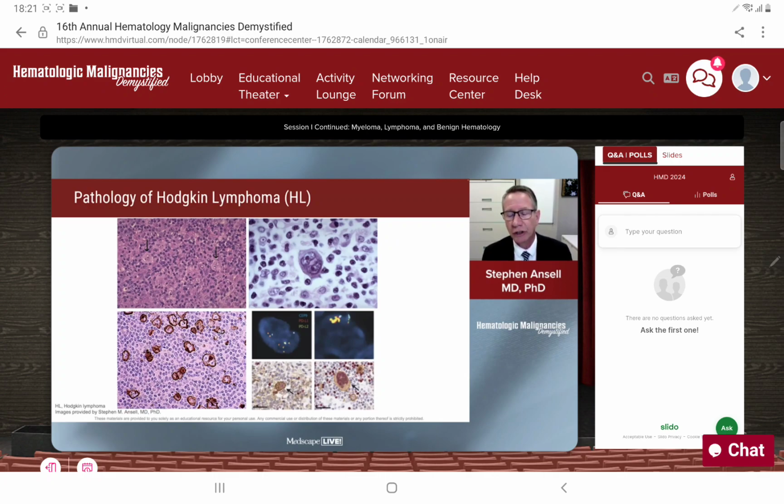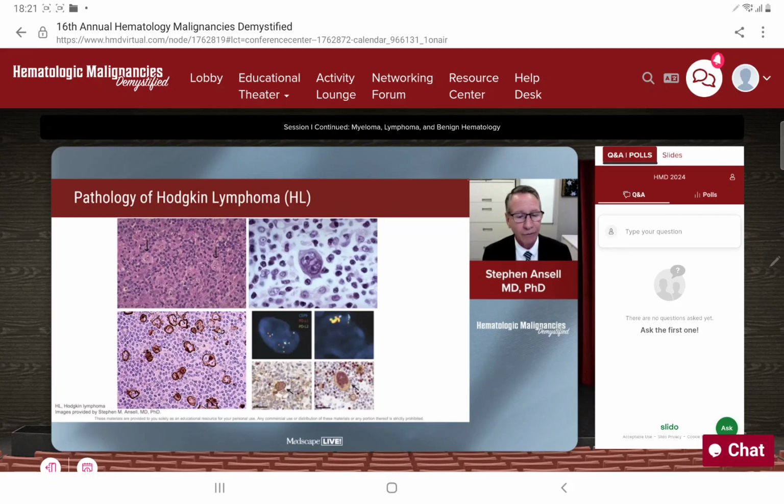And shown in the top left is again a Reed-Sternberg cell with the unique owl eye appearance, but many of the cells around it are lymphocytes and histiocytes, plasma cells, B cells, other cells recruited to the environment by the malignant B cells that make a lot of cytokines.